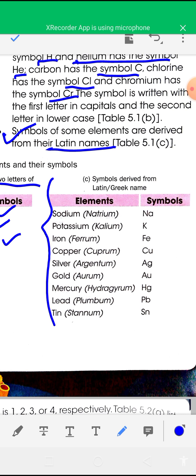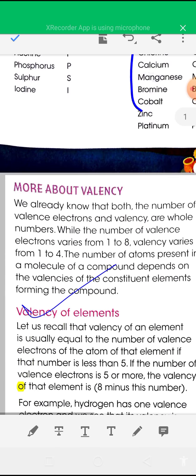For example, symbol of sodium is Na from its Latin name natrium. Symbol of potassium is K from its Latin name kalium. Similarly, symbol of tin is Sn from its Latin name stannum. Symbol of lead is Pb from its Latin name plumbum. So the symbols of these elements are derived from their Latin names. You have to read them.